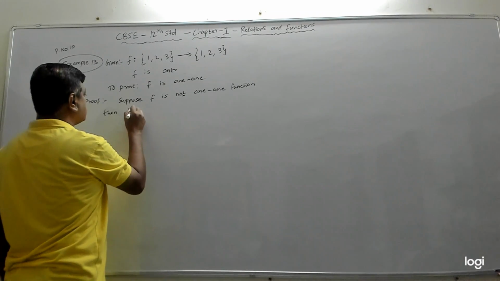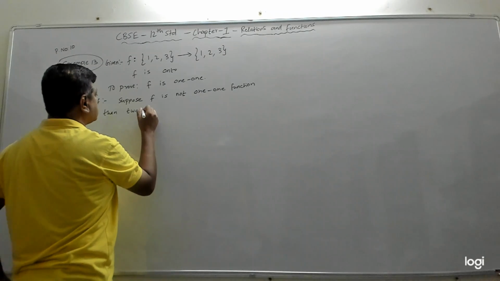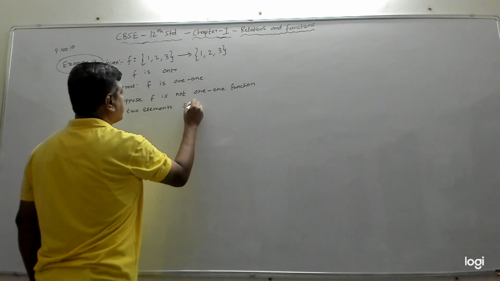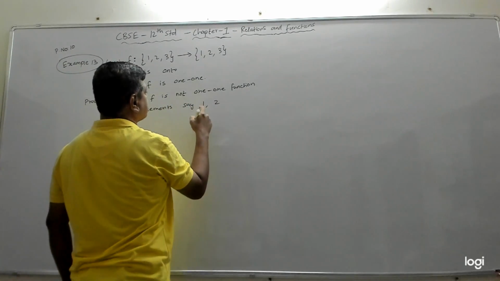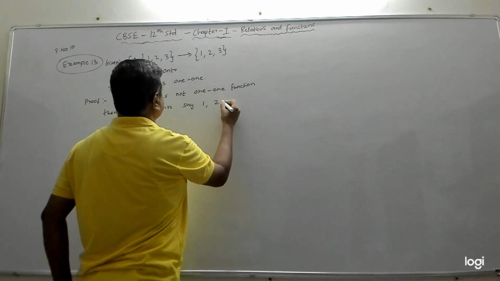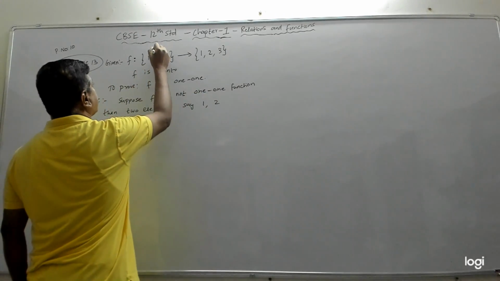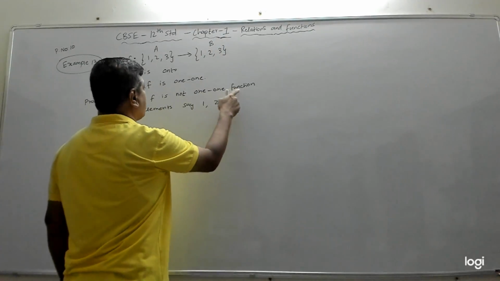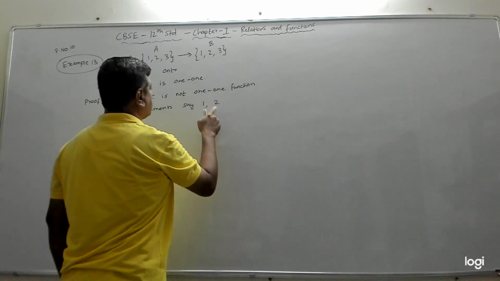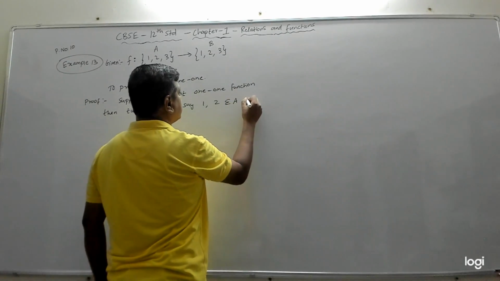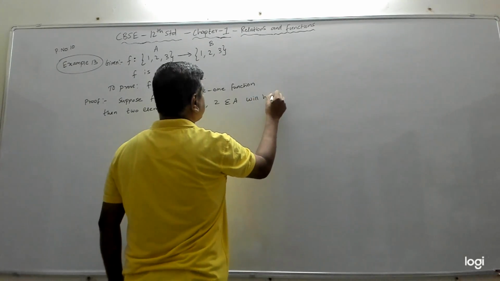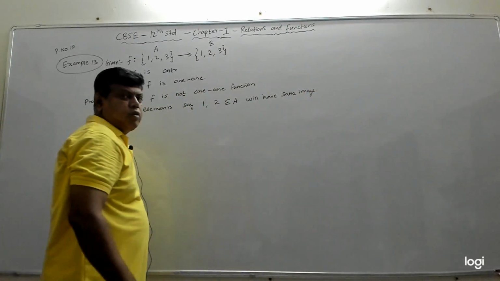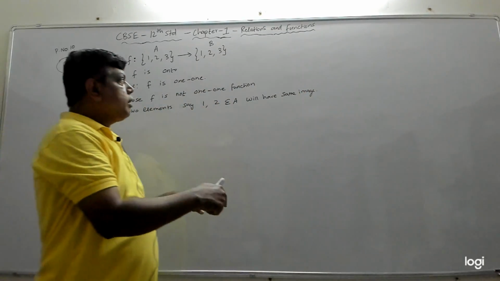Suppose we call this set A and this set B. Suppose f is not a 1 to 1 function, then two elements, say 1 and 2 belonging to A, will have the same image, which means two elements will go to only one element in set B.